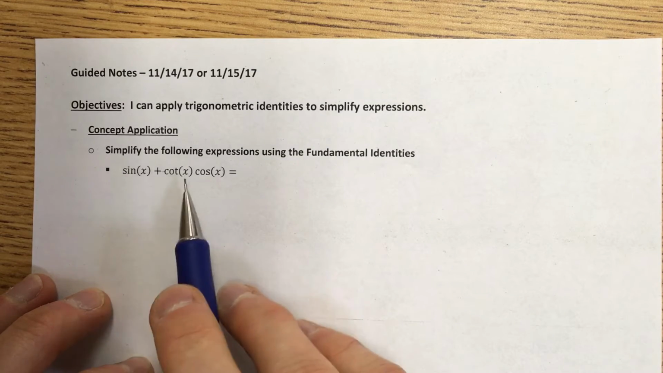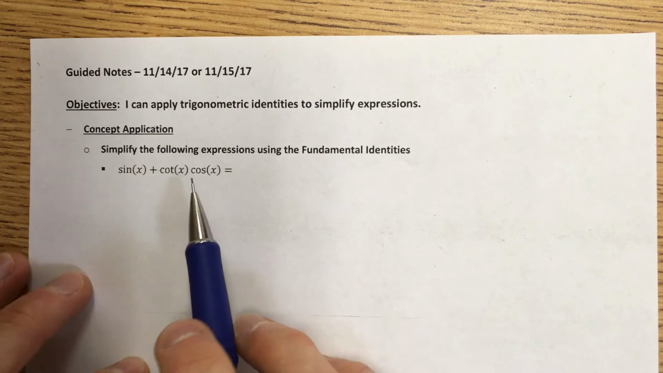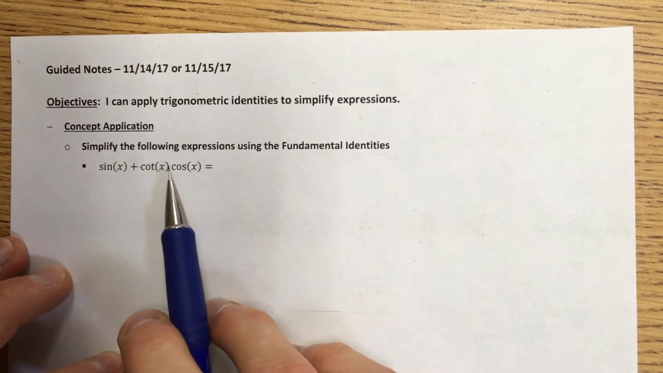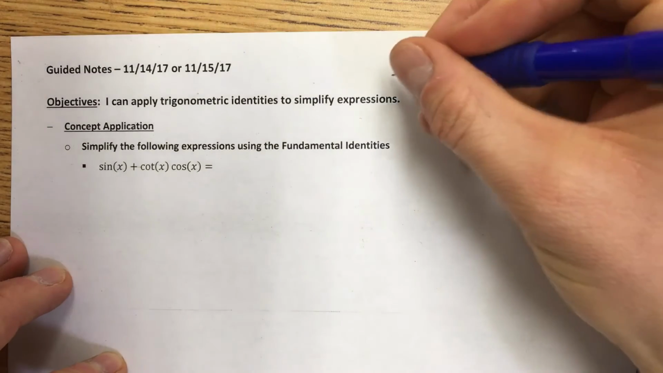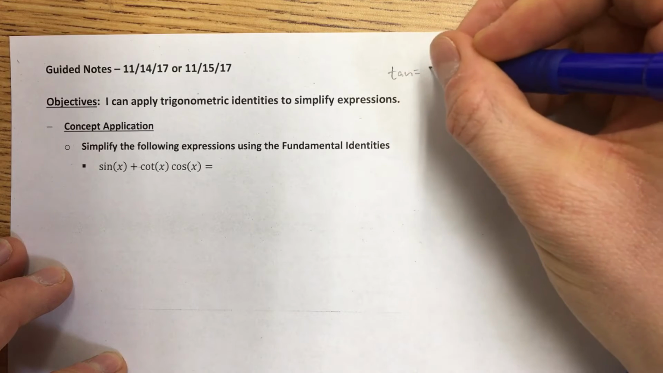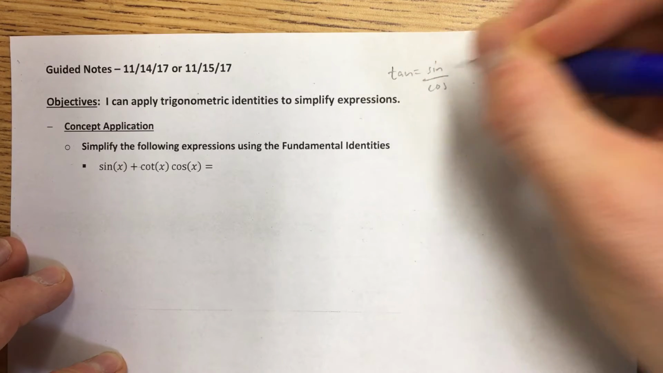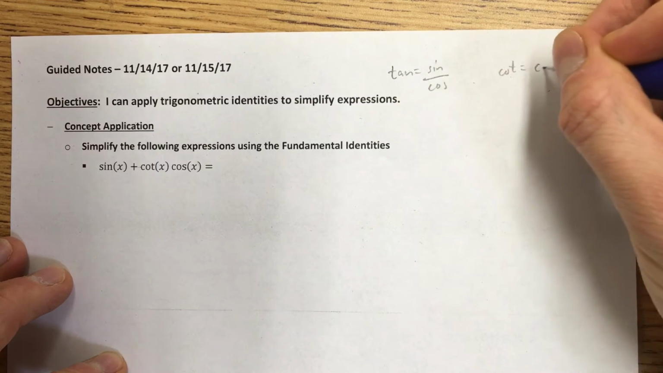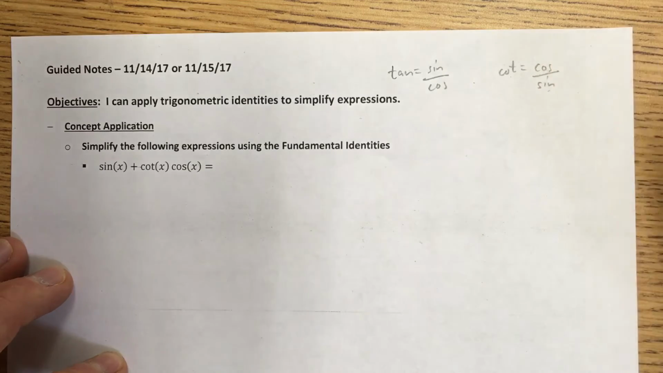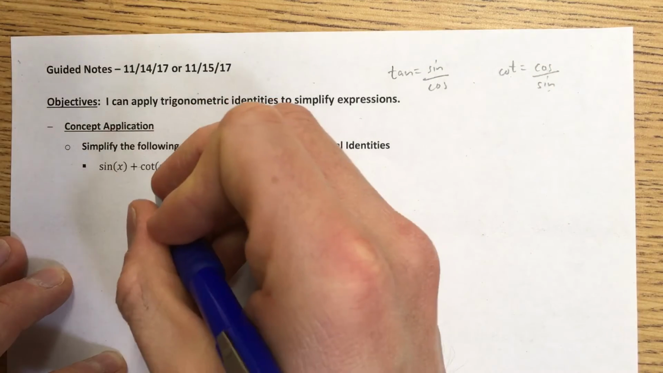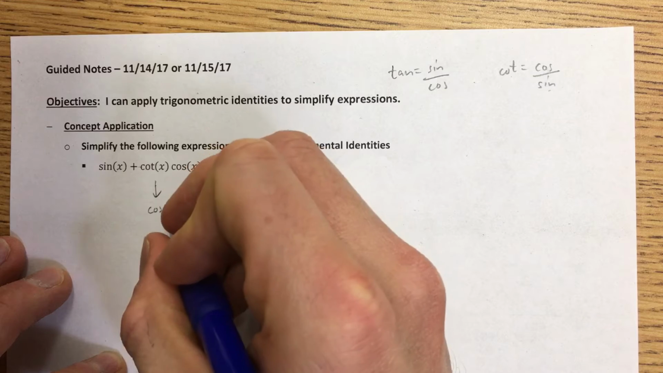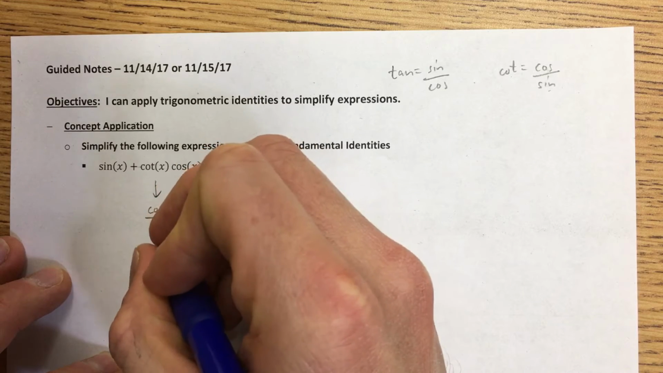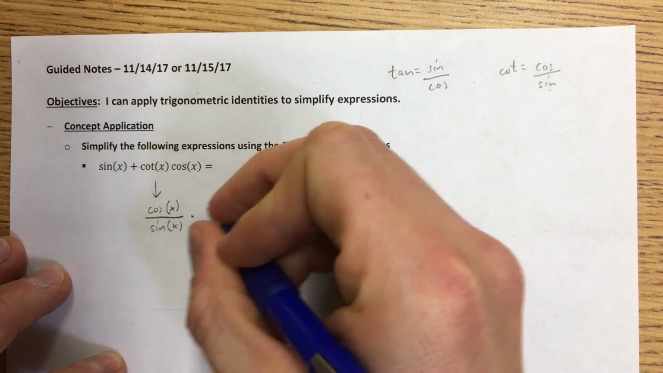So let's talk about this one here. We have sine, cotangent, cosine. We already have sine and cosine, so maybe it would make sense to turn cotangent in terms of sine and cosine. Just a reminder, tangent is sine over cosine. Cotangent is cosine over sine. So let's go ahead and do that. Let's turn this to cosine over sine and see what happens.